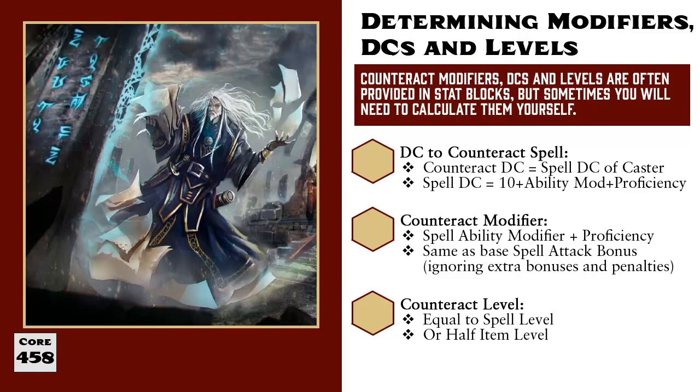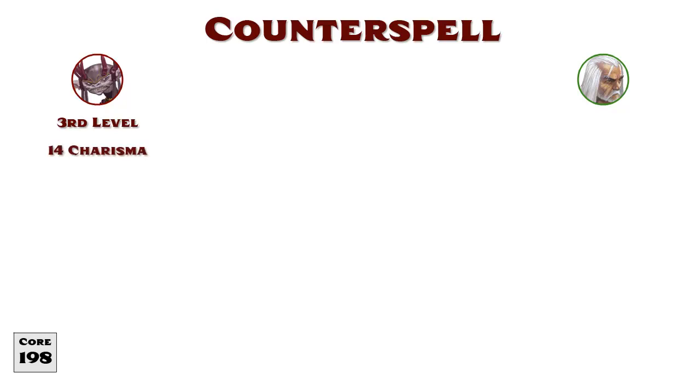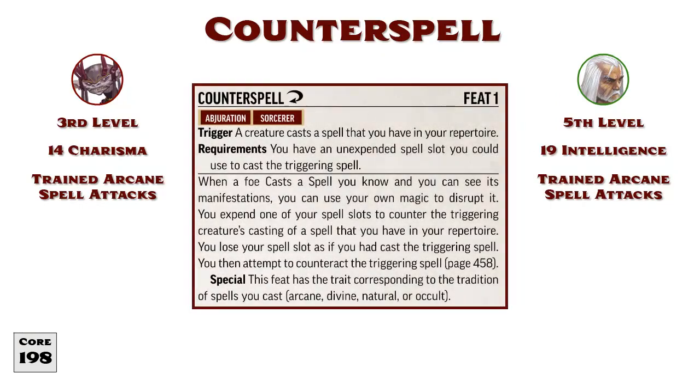Okay, now that we know the process and how to calculate the figures that are needed, let's see how this all fits together with a few examples. In our first example, we have a Hobgoblin Sorcerer and Ezrin the Wizard. The Hobgoblin is 3rd level, has a charisma score of 14, and trained proficiency in arcane spellcasting. Ezrin is a 5th level wizard, has an intelligence score of 19, and trained proficiency in arcane spellcasting. He also has the Counterspell feat.